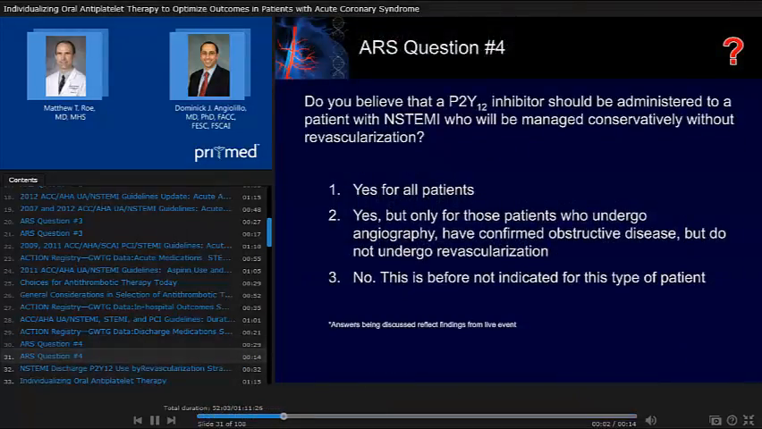Okay, so the majority would recommend treating all patients, as the guidelines indicate, for those who are managed conservatively, even if they haven't undergone an angiogram for whatever reason.